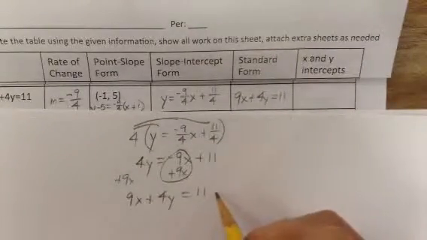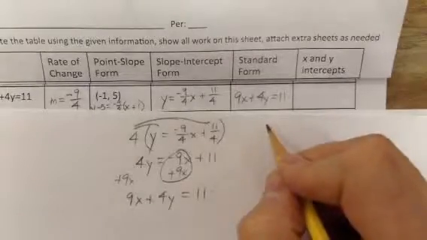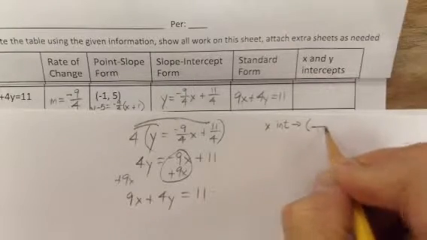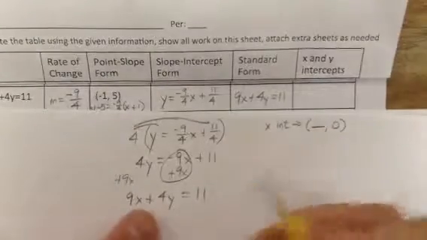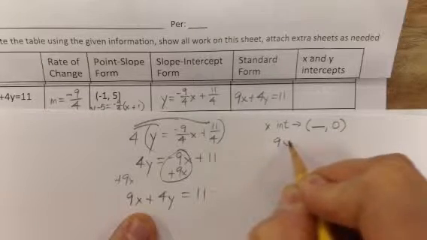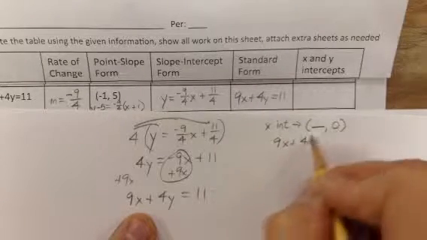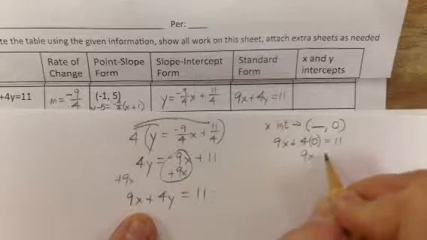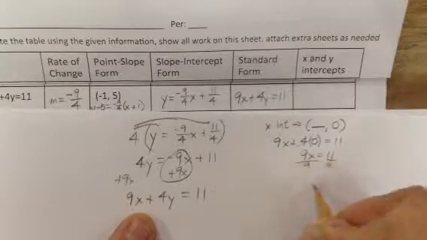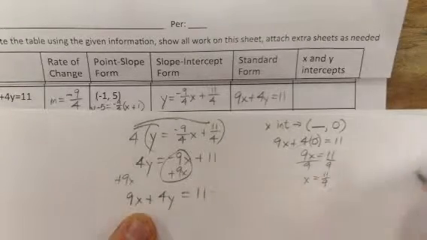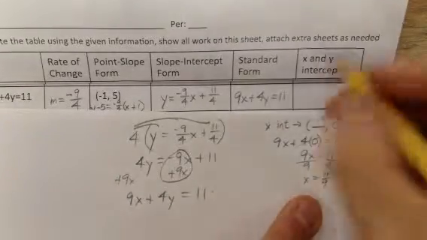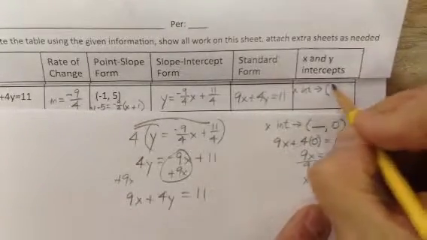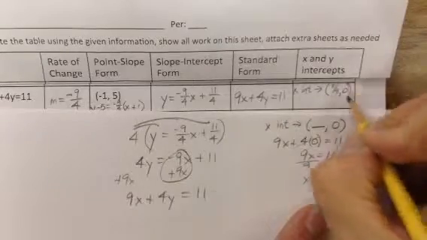All right, now we can use this to help us find our x- and y-intercepts. Remember, the x-intercept is going to be some number, comma 0. So let's come over here: 9x plus 4y, and put in a 0 for y, is equal to 11. That is 0, so 9x equals 11, and divide by the coefficient. So in this particular case, my x-intercept is going to be 11/9, comma 0.